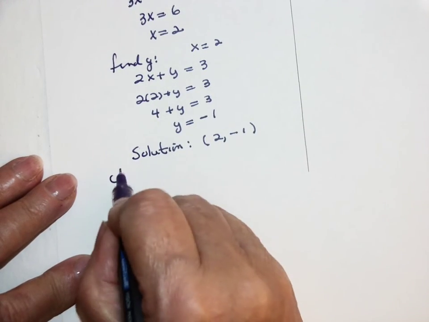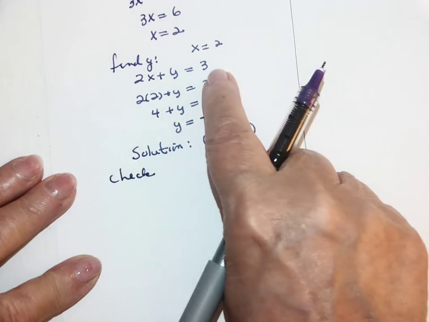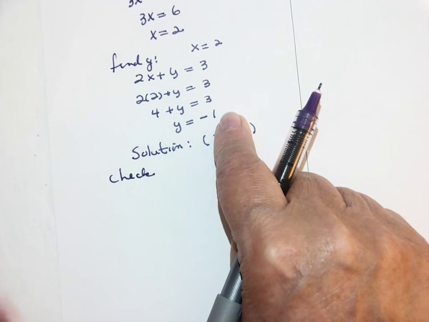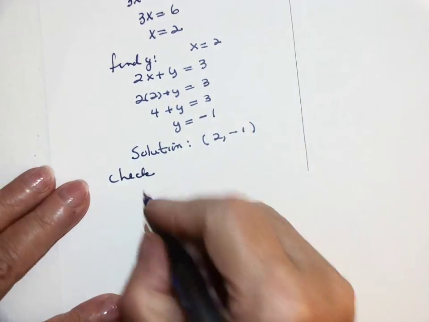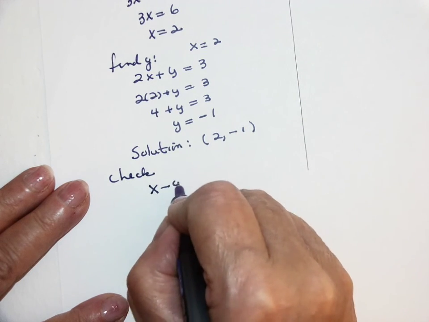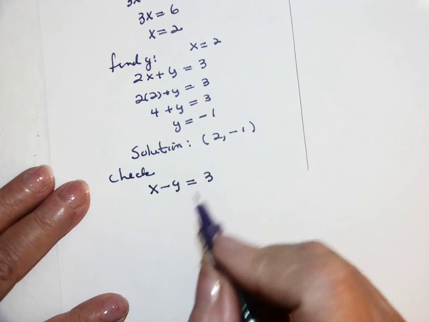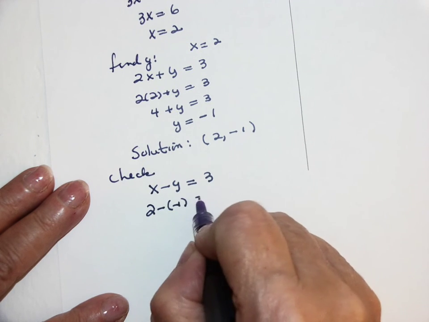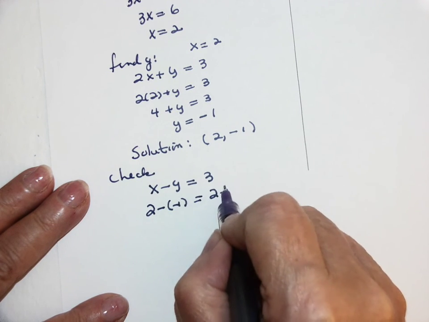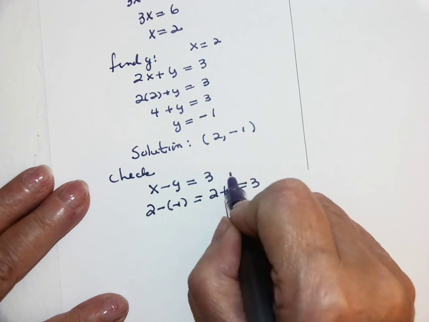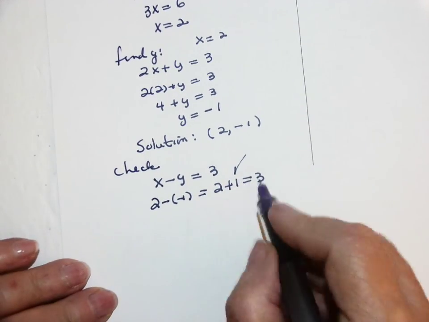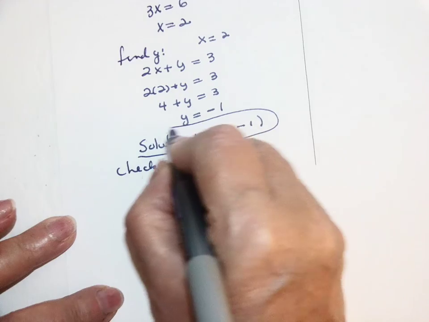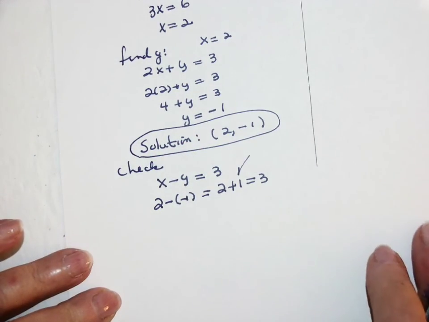So let's do a check. Now I used the first equation to find y, so I need to check it in the second. Is it true that 2 minus negative 1, well, that's 2 plus 1. That's 3, and it checks. So I do have a solution of 2, negative 1.